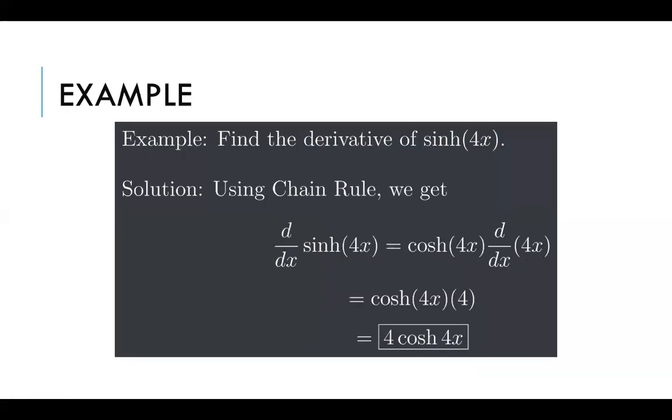Find the derivative of hyperbolic sine 4x. Then, using chain rule, we get the first derivative of hyperbolic sine 4x is equal to hyperbolic cosine 4x multiplied by the derivative of the term inside the hyperbolic sine, which is 4x. The derivative of 4x is 4, so we just multiply it to the hyperbolic cosine of quantity 4x to get 4 hyperbolic cosine quantity 4x as the final answer.